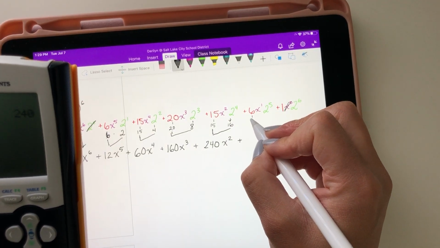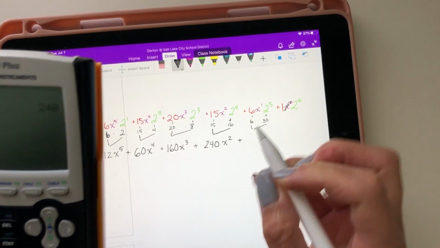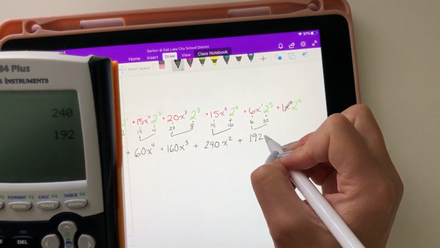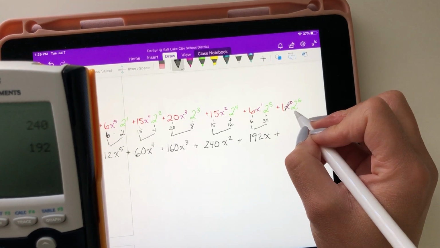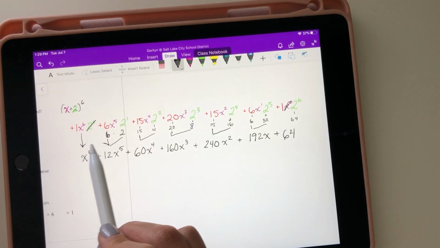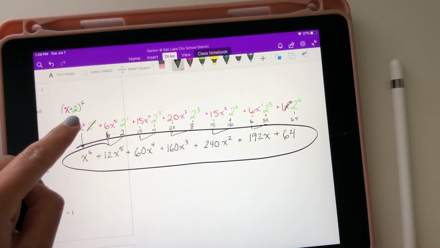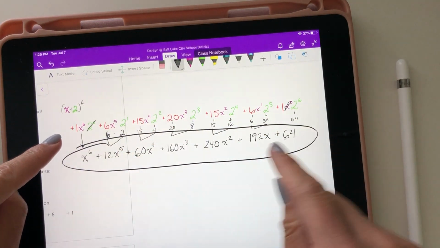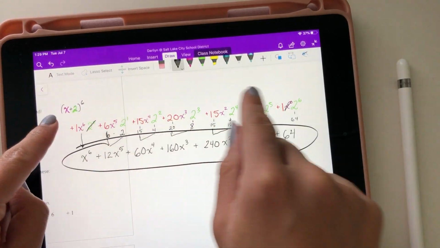Plus, I have a 6 here and a 2 to the 5th, which is 32. So 6 times 32 is 192, and I still have that x to the 1st power, plus 1 times 2 to the 6th. Well, 2 to the 6th is 64, so it's just going to be 64. This is my answer. So you need to make sure if there's a number in that binomial that you simplify it with it. And I know this looks crazy, you guys, but it's 100 times easier than doing x plus 2 times x plus 2 times x plus 2 and so on.